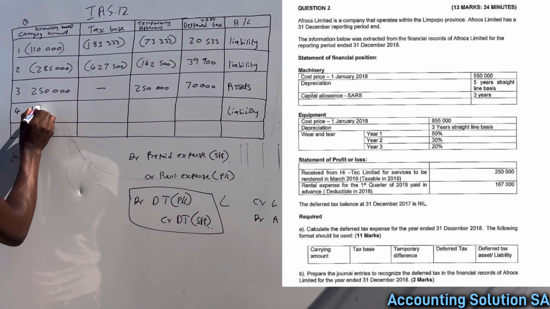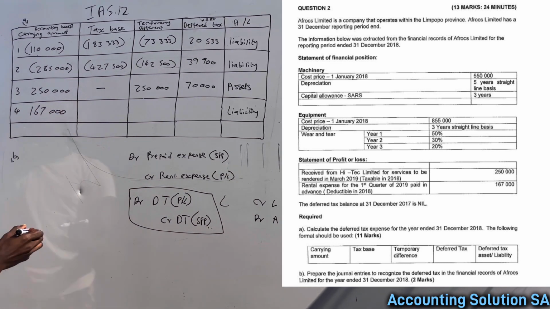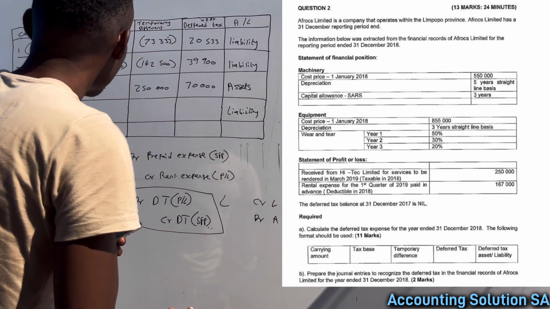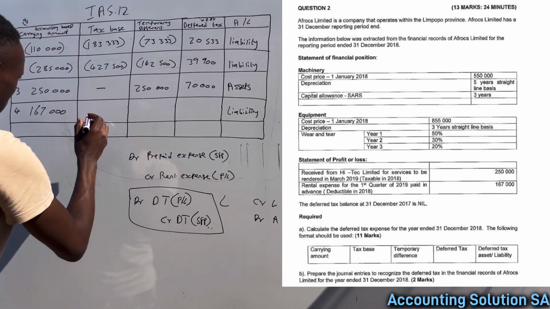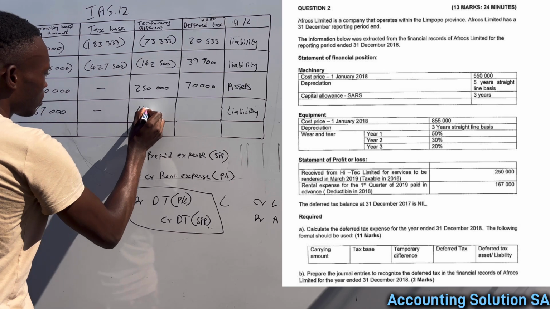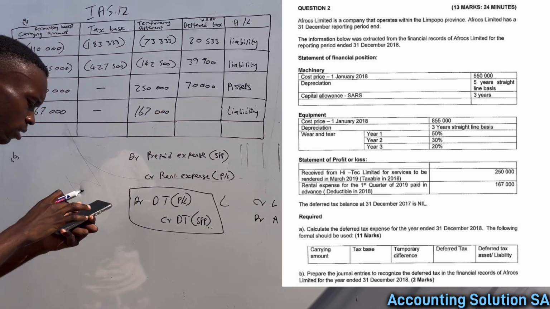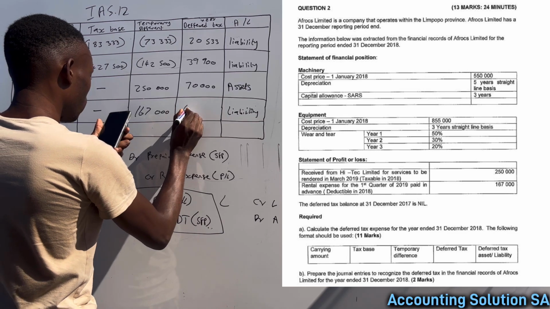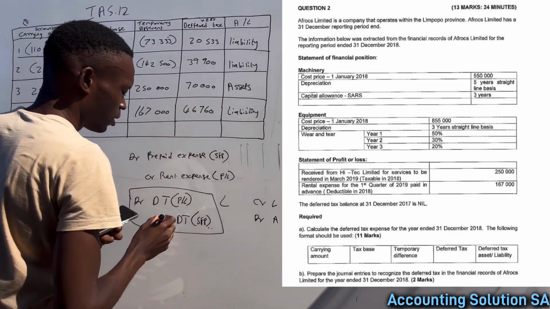Okay, we didn't record this side, but it's not a problem. It was going to be 167,000 here, because this expense is prepaid. Tax, they don't do prepaid and advance. It's going to be 167, and the temporary difference is going to be the same. Then after that, we have to calculate and get 46,760, just like that.